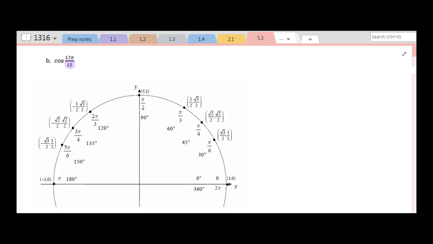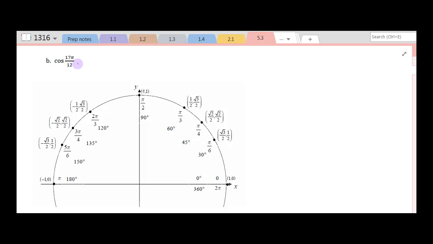So I want you to take just a minute, because this is probably the most challenging portion of this particular example. Take a minute, figure out which fractions you would use to add to 17 pi over 12, and then come back.